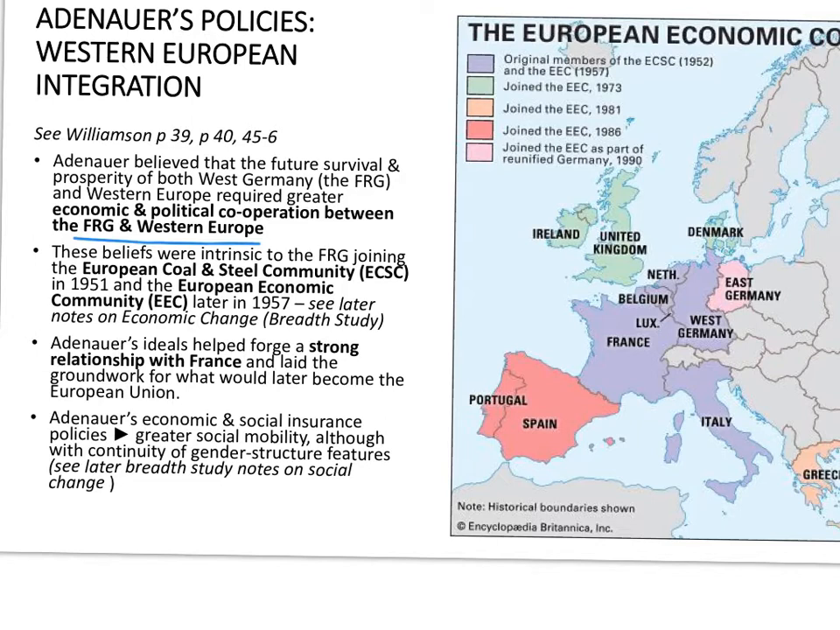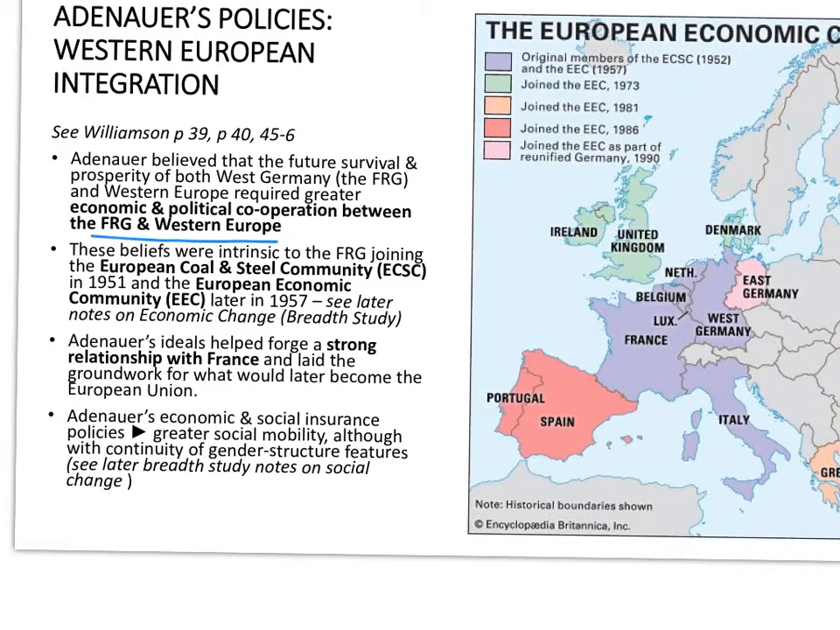So one of the first events, as you can see there on the next bullet point, was that in 1951 West Germany joined what was called the European Coal and Steel Community, and then in 1957 joined the European Economic Community. Now we'll cover that in more detail in a later lesson when we move back onto the Brett study.